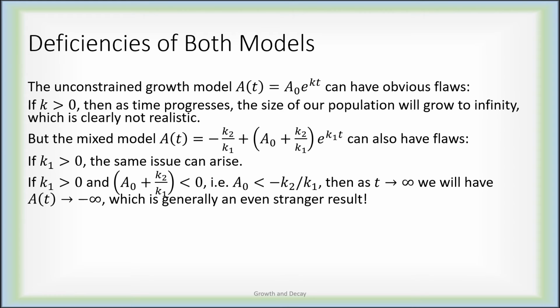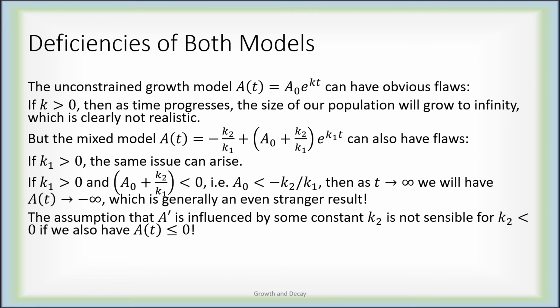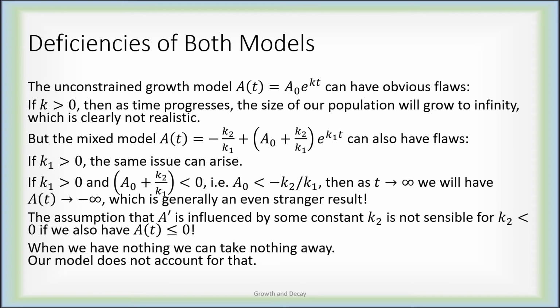If k1 is positive, and this factor here is negative, then this amount goes to infinity times a negative number. So as time goes to infinity, your amount tends to minus infinity, which is even weirder. So the assumption that A prime is influenced by some constant k2 is actually not sensible for k2 negative if you also have A of t being negative. When you have nothing, if A of t is less than or equal to 0, there's not anything you can take away from that. And the model we have just doesn't account for that either.